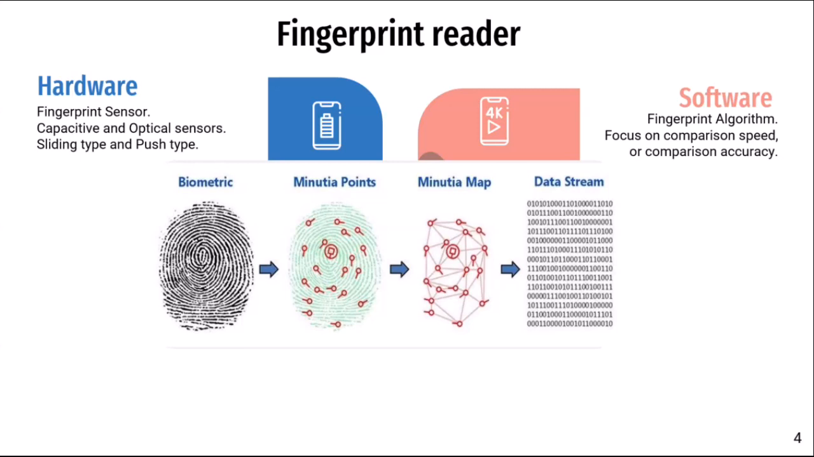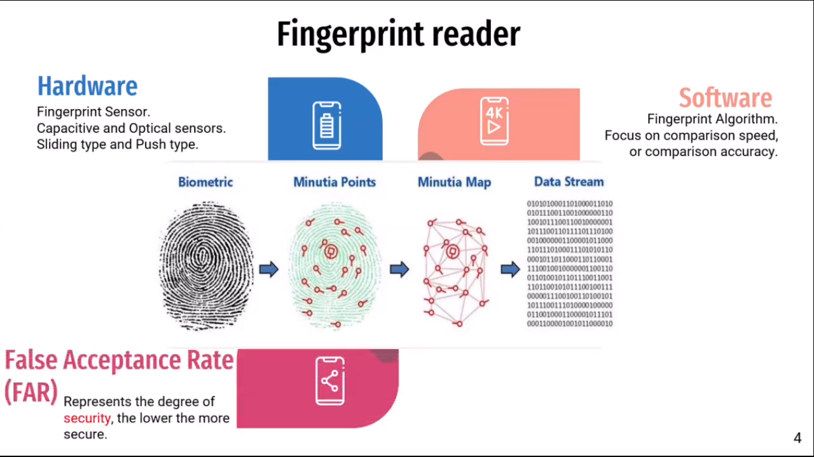Then I will introduce 2 specific terms. The first one is FAR. FAR is the false acceptance rate. This relates to security. The higher the FAR value, the more insecure it is. On the other hand, the lower the FAR value, the more secure it is.